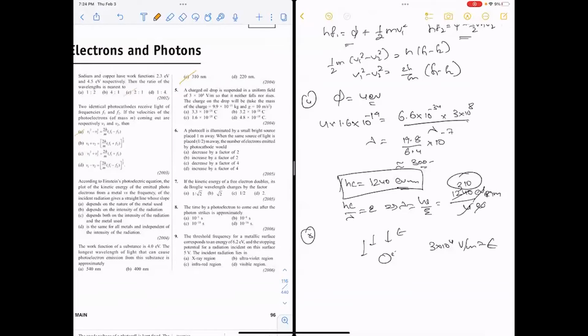Charged oil drop, so it's neither falling nor rising. The charge on the drop will be. Take the mass of the drop, it's not the mass of the charge, it's the mass of the drop: 9.9 into 10 power minus 15.